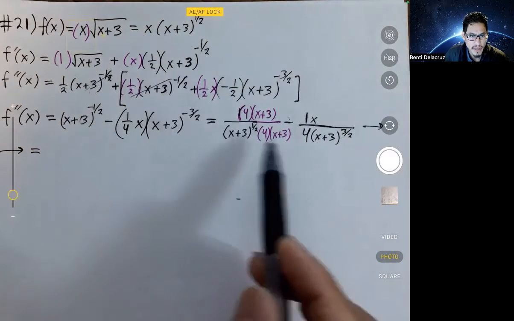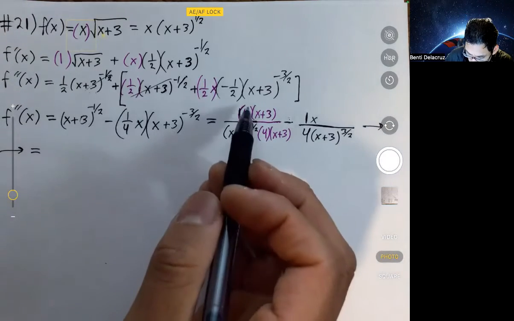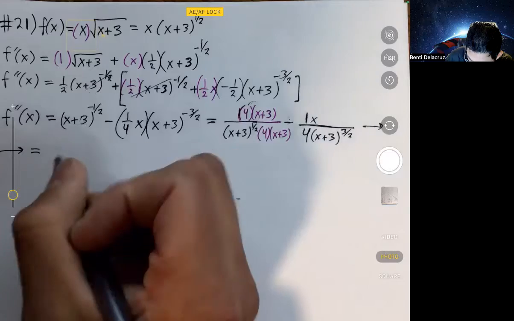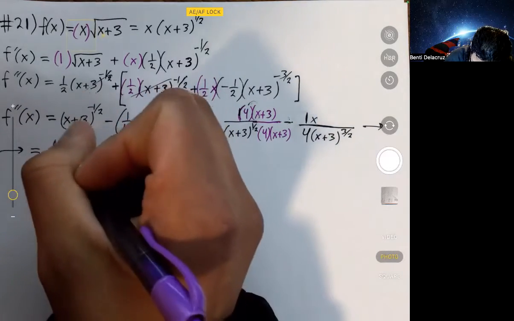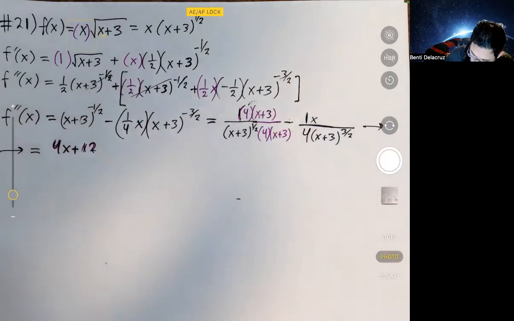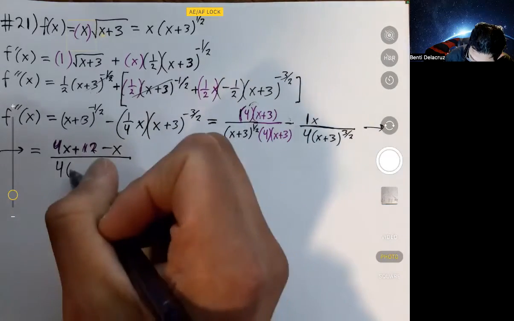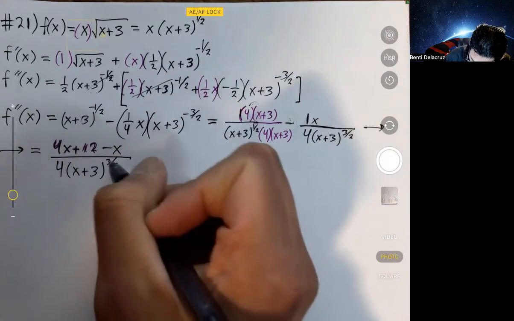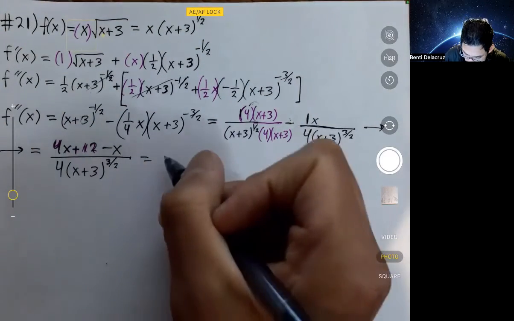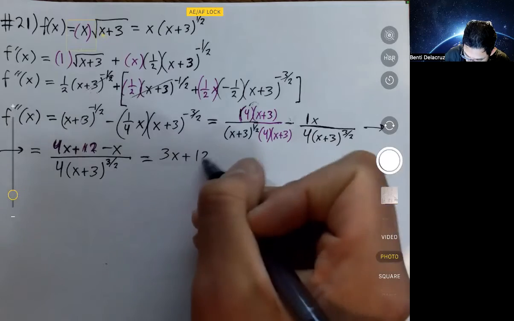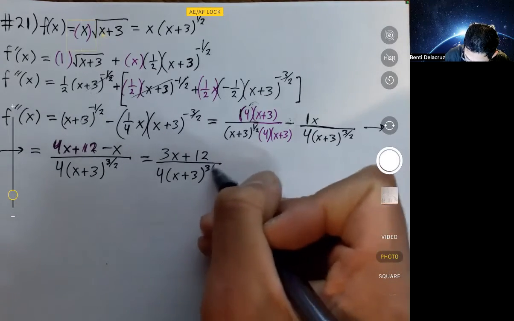And then when you do that, they both have denominators of 4 times (x plus 3) to the 3/2, and so you can work with the top. So 4x plus 12 minus x, all over 4 times (x plus 3) to the 3/2. And then this becomes just (3x plus 12) over 4 times (x plus 3) to the 3/2.